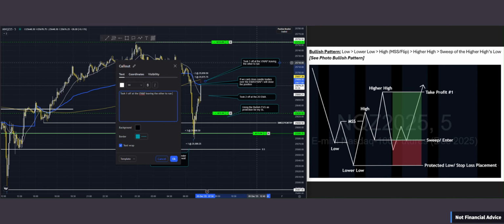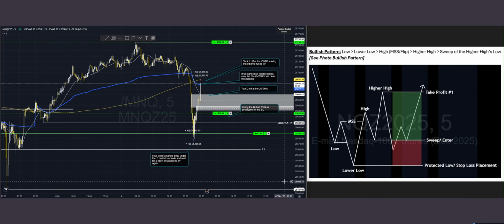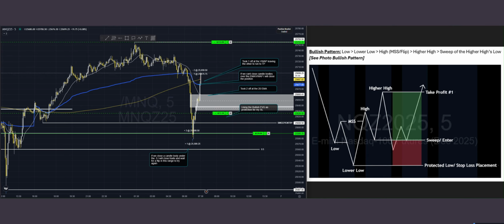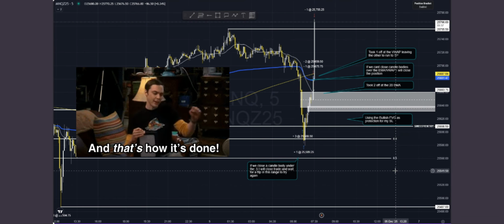We closed 2 contracts at the 20 EMA, and we plan on using these fair value gaps as confirmation and protection for our stop loss. As you see, we took one more off at the VWAP and we let one ride to take profit.